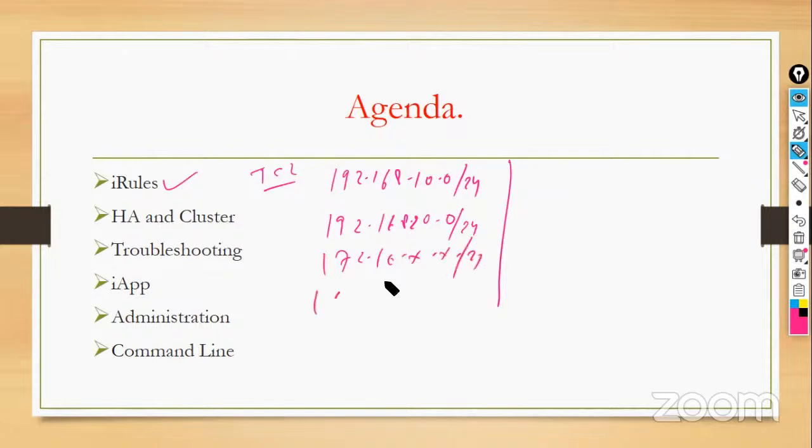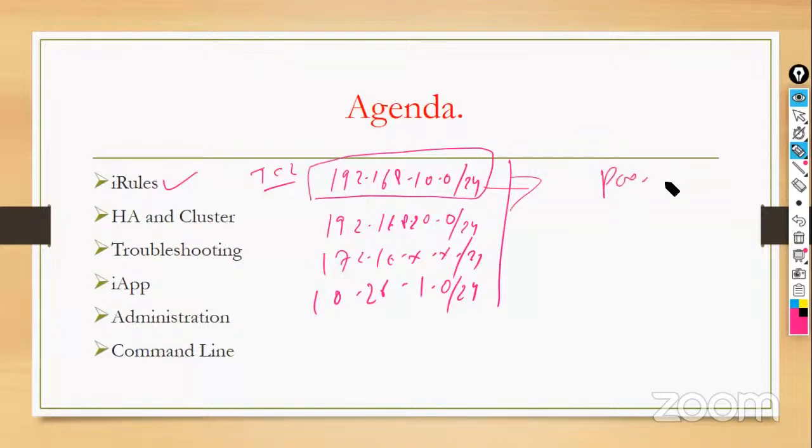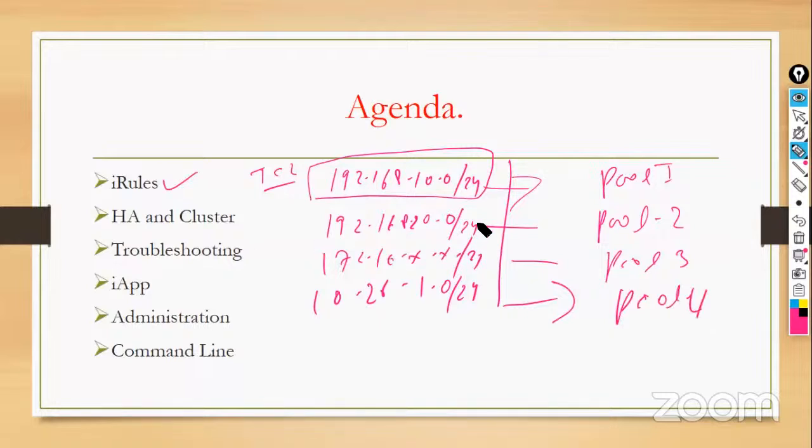or maybe 172.16.x.x/24, or maybe 10.26.1.0/24. And you want to define that if traffic is coming from this subnet, my traffic will pass to pool 1, and if traffic is coming from this network, if this is the source, the traffic will move to pool 2. If this, pool 3. If this, pool 4, right? Even if you want to reject something, you can also do it with the iRule, right? If you want to redirect, you can do it with the iRule. We have lots of features in the iRule.